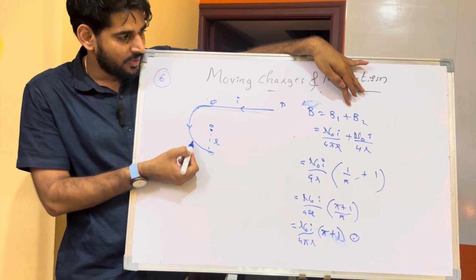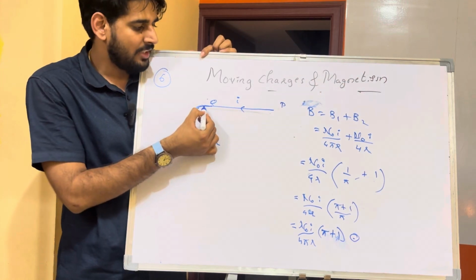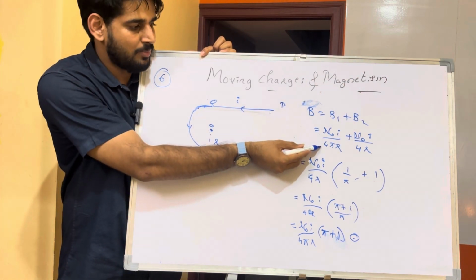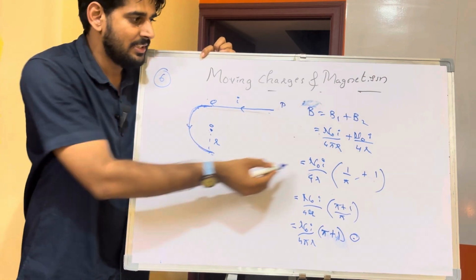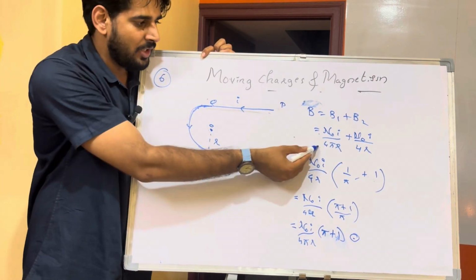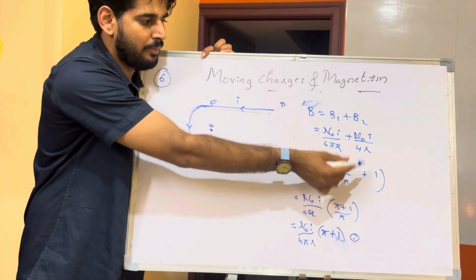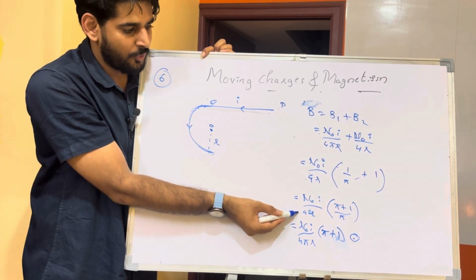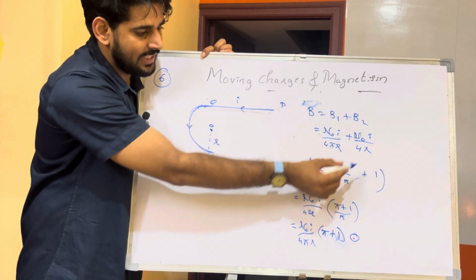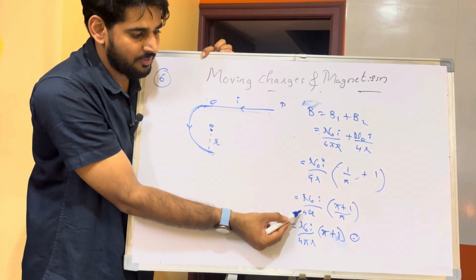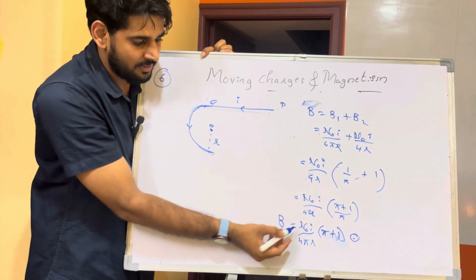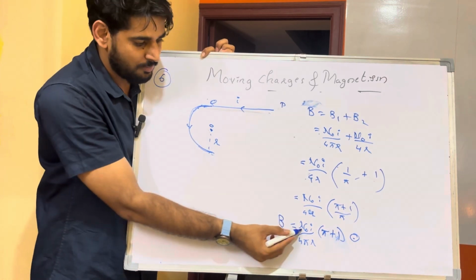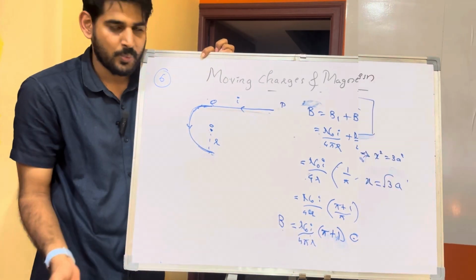The current flowing in both the wires is same. Therefore, magnetic field due to semi-infinite wire is mu naught I upon 4 pi r, and magnetic field due to the semicircle is mu naught I by 4r. Taking common mu naught I by 4r, we are left with 1 by pi plus 1. Taking LCM, it will be pi plus 1 upon pi. Finally, my net magnetic field at the center due to both the wires is mu naught I by 4 pi r into (pi plus 1).